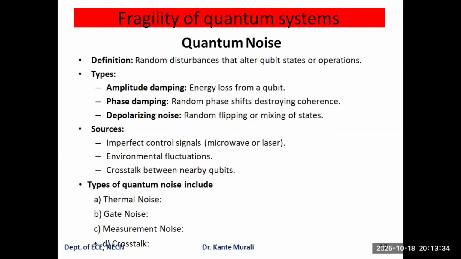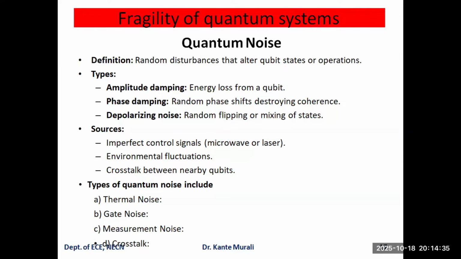Now another parameter which causes fragility is quantum noise. Even if you manage to reduce the quantum decoherence by using low operating temperature and proper isolation and applying quantum error correction techniques, we still face quantum noise. That means random disturbances that again affect the qubit states. Some of them are amplitude damping, energy loss from the qubit; phase damping, random phase shifts destroying the coherence; and depolarizing noise, random flipping and mixing of states.